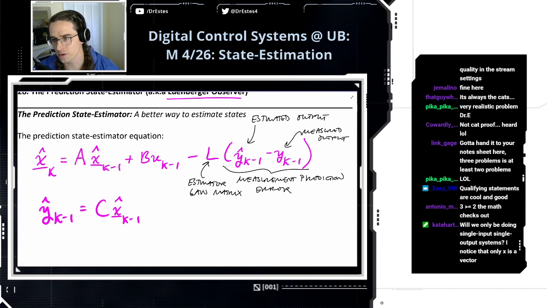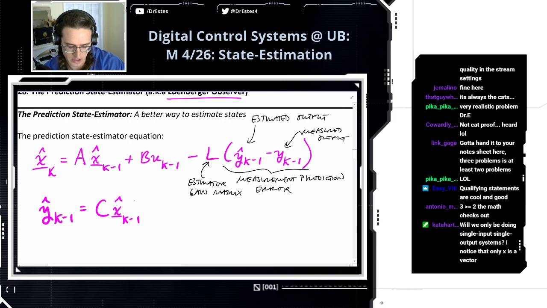Kate says, will we only be doing single input, single output systems? I noticed that only X is a vector. Kate, for now, yes. However, I plan on doing a multi-output system, but not multiple input. I don't think we're going to have time to get to multiple input.